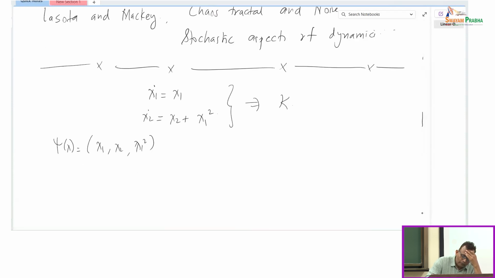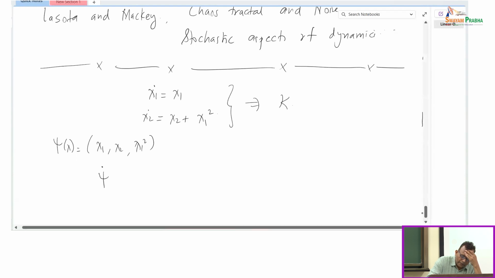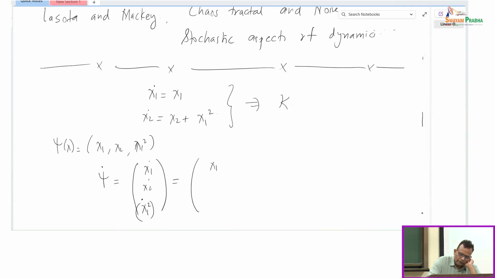And now, with these basis functions, I could do psi dot, okay? So what is psi dot? Psi dot will be nothing but x1 dot, x2 dot, and x1 square dot, if this notation is not too confusing. What I'm doing is I'm just taking the time derivatives of each of these functions. Let me just call these psi1, psi2, and psi3, okay? So x1 dot is just x1.